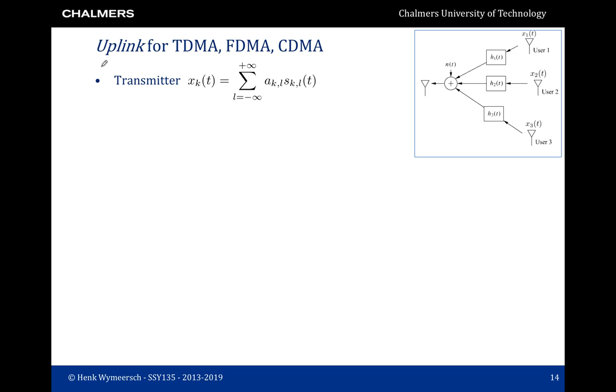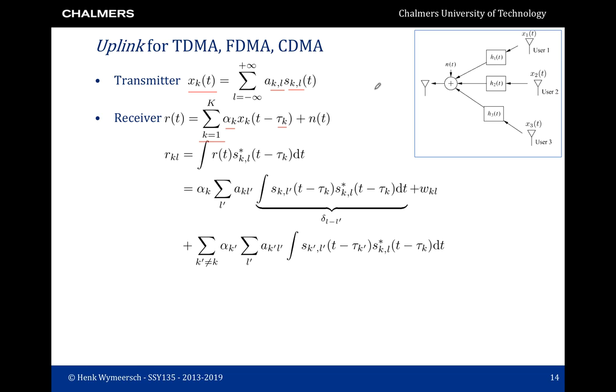In uplink, each user wishes to transmit a signal to the base station. The signal transmitted by user k is xk of t. It involves its own symbols and its own waveform. The receiver sees the superposition of all of the waveforms from all of the users, each waveform with its own channel, and also the signals from different users are delayed. This is because different users may be at different distances from the base station or maybe transmitting at different times.